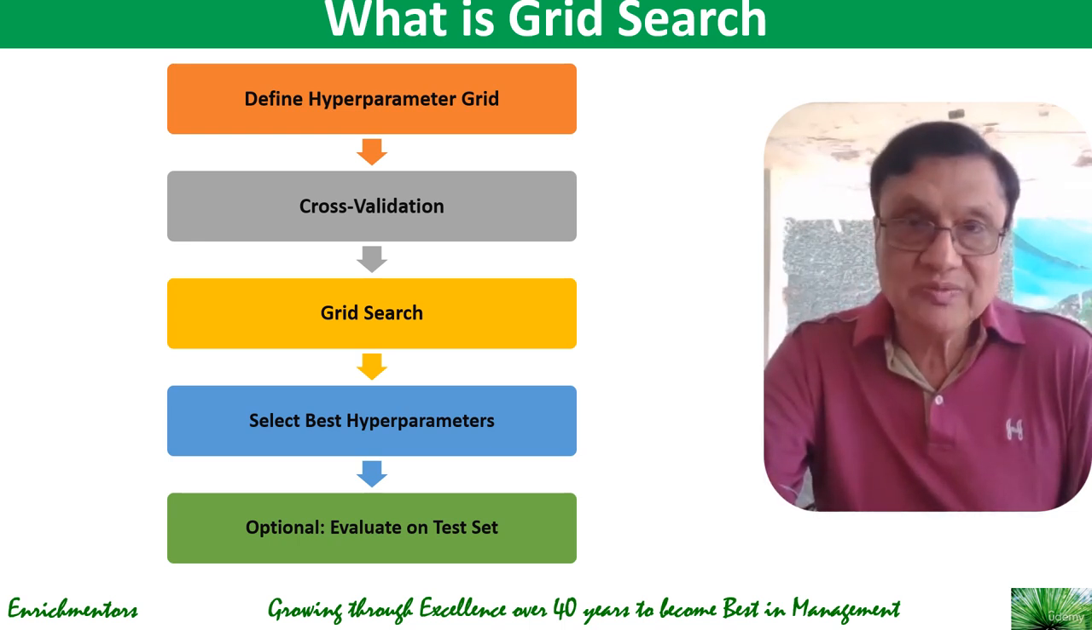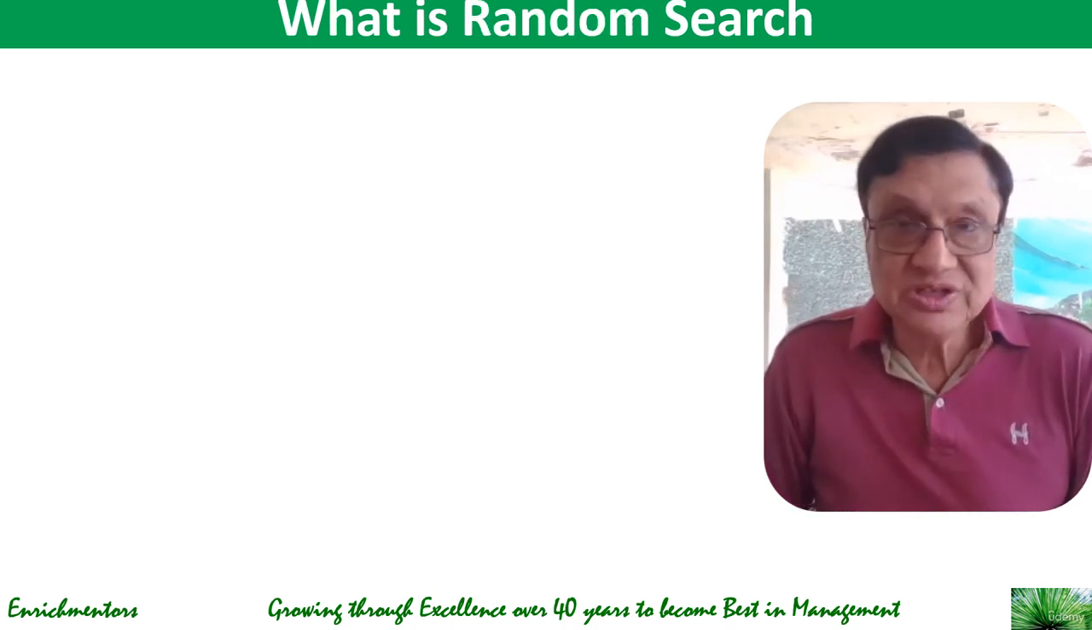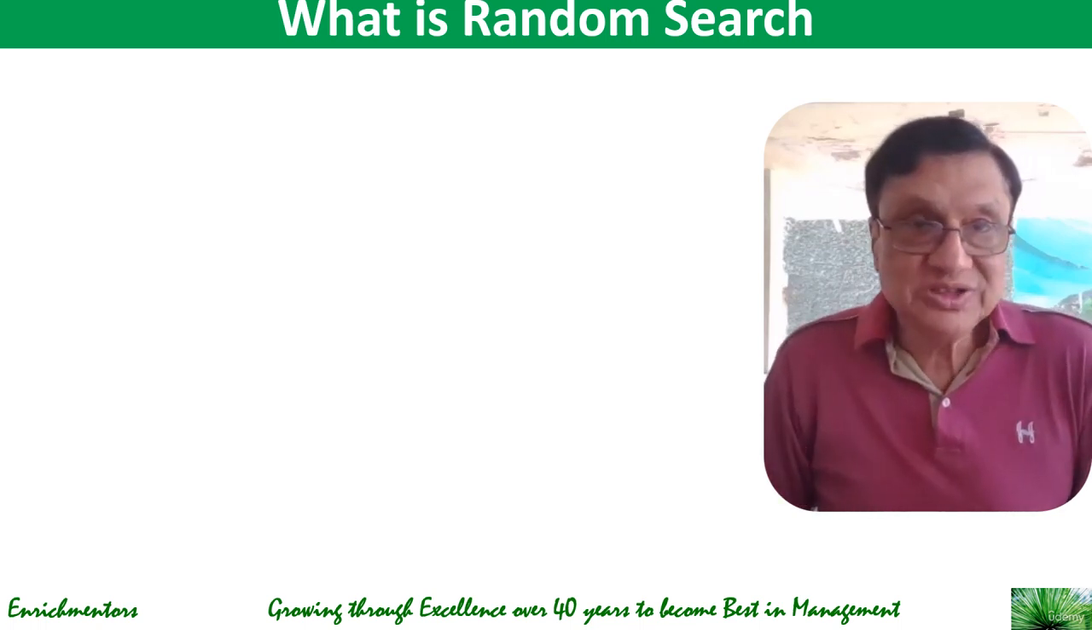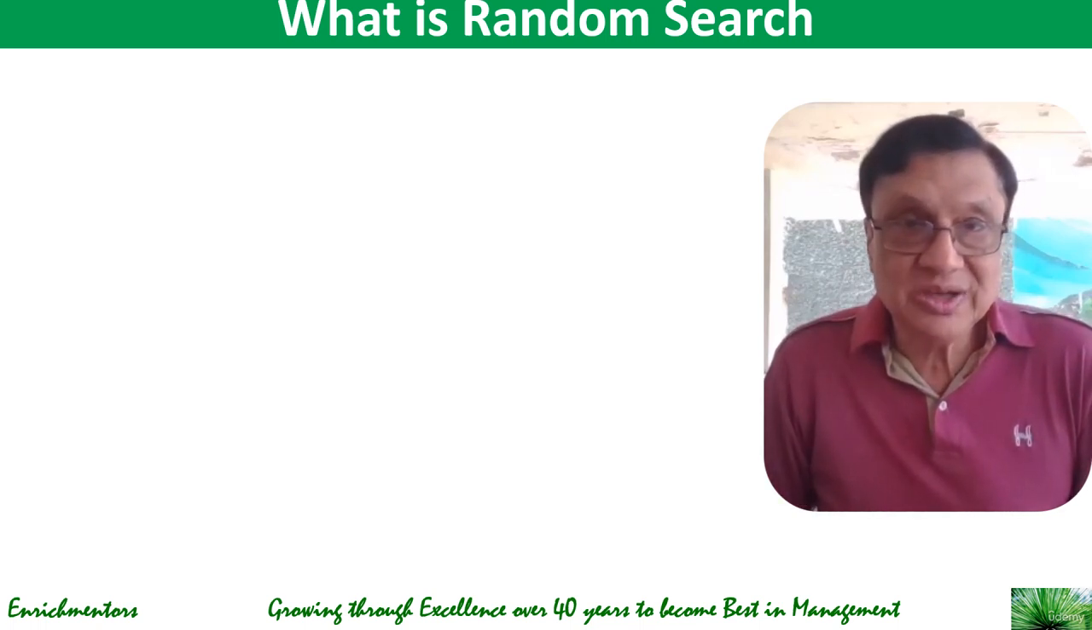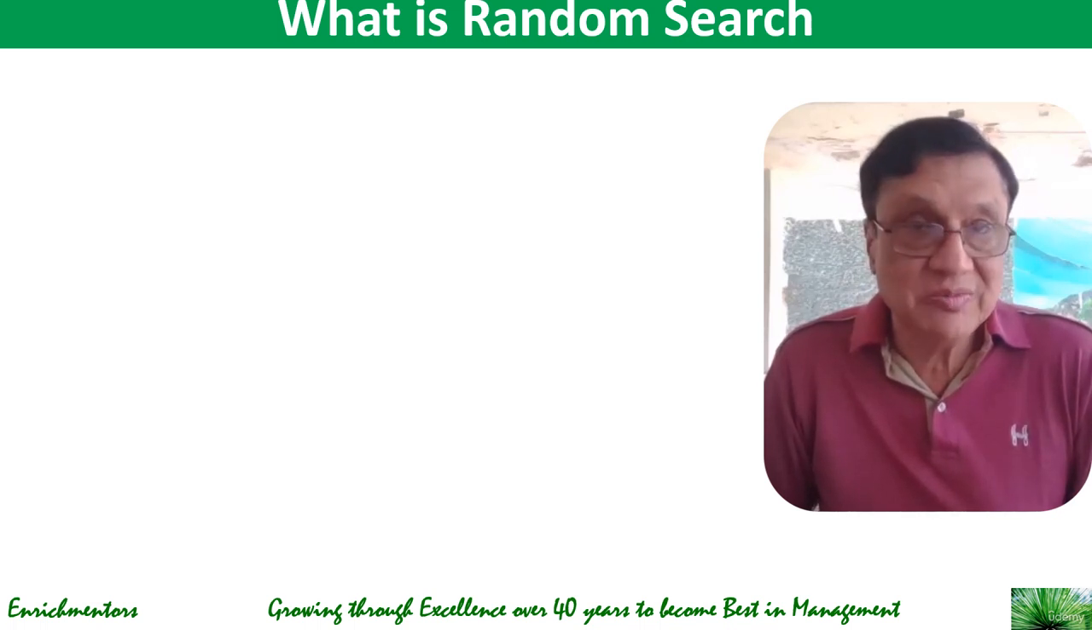So that's what we thought we would share with you about grid search. Then what is random search? The second technique that we talked about. Random search also is a hyperparameter tuning technique in a similar way for machine learning models.